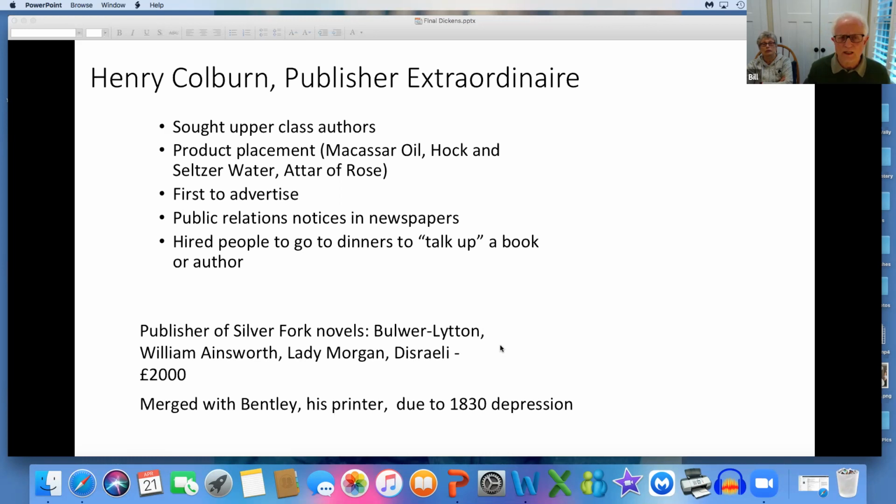Henry Colburn is a publisher extraordinaire, a man of great energy. And he was reputedly the illegitimate son, I should say, of the Duke of York, who was the king's brother. So he kind of grew up in high society. And he had the idea of producing what were called silver fork novels. Why were they called that? Because they were written by people who were used to the way the upper class lived. There was a lot of new money in England around this time, the 1830s and 1840s, and people wanted to emulate the styles of the rich people. And these silver fork novels showed how rich people lived.